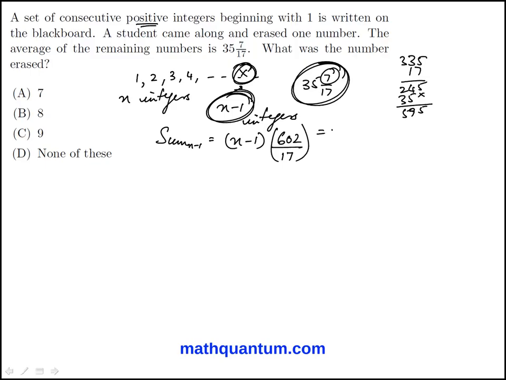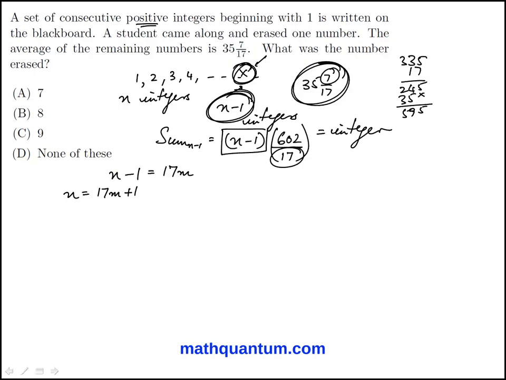Now this sum has to be an integer because I'm adding integers, with the exception that I'm taking out 1. So this needs to be an integer, which means that n minus 1 has to be a multiple of 17. So n minus 1 has this form, or n is 17m plus 1.